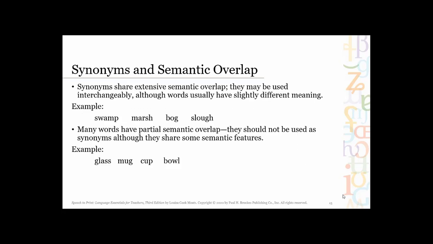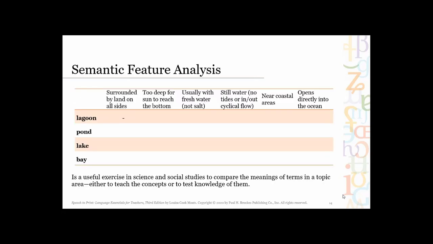Synonyms share extensive semantic overlap. They may be used interchangeably, although words usually have slightly different meaning, as you can see in the 4 words that are synonyms for swamp. And many words have just partial semantic overlap. They really can't be used as synonyms, although they do share some features, like the next 4 examples. A semantic feature analysis is a useful exercise in social studies or science to compare the meanings of terms in a topic area, either to teach concepts or to test our students' knowledge of them.